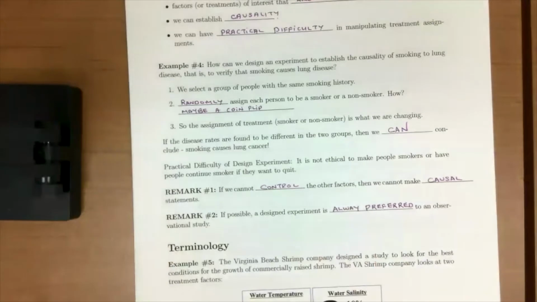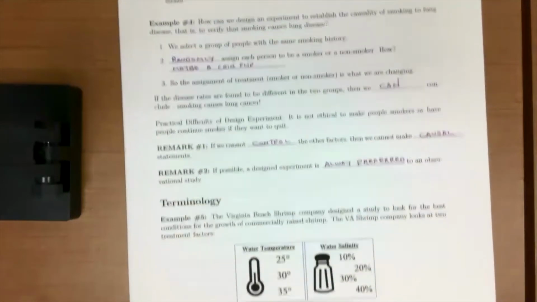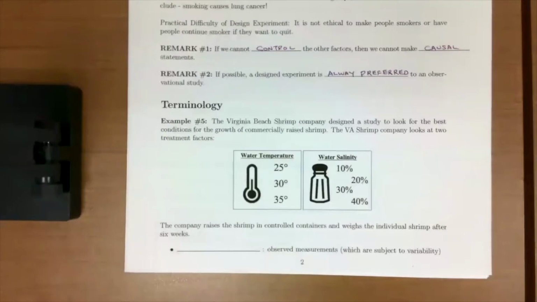Okay, and so with design experiments comes a lot of terminology that you will hear. And so to introduce the terminology, I want to first start by having an example that we can come back to. So our example is the Virginia Beach Shrimp Company designed a study to look for the best conditions for the growth of commercially raised shrimp.